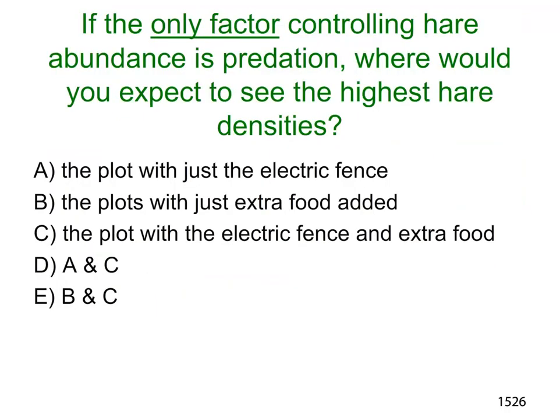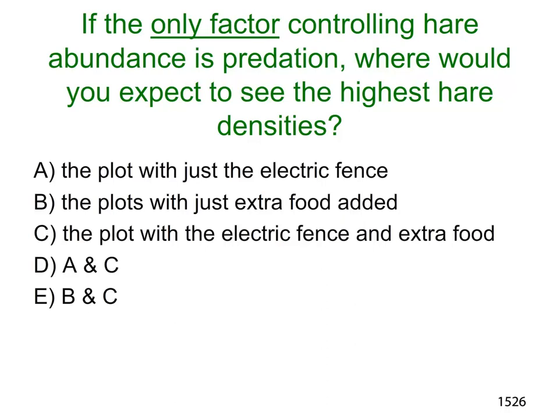So let's think about this. Once again, multiple choice question, guys. Okay, so if the only factor controlling hare abundance is predation, where would you see the highest hare densities? Okay, so stop lecture, think about it, choose your answer.